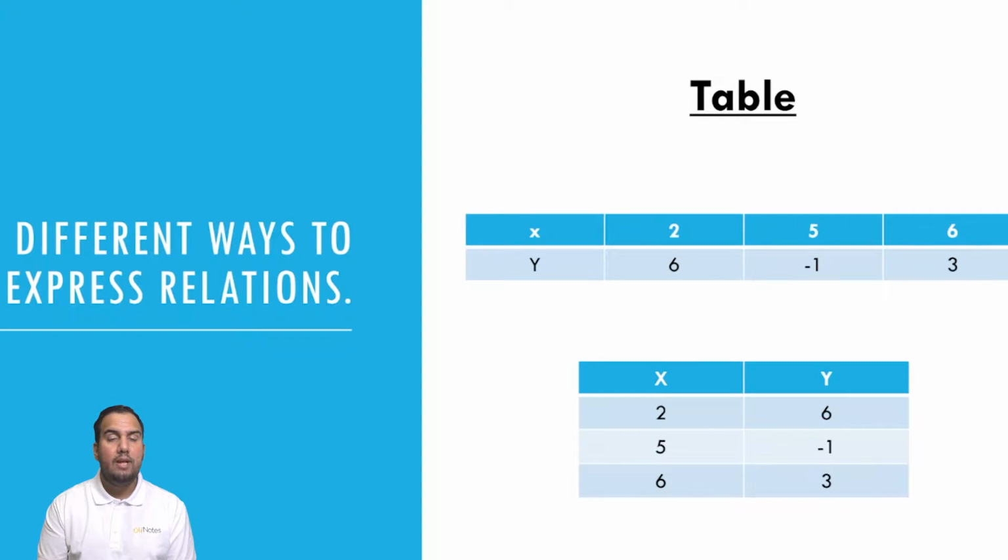Third method is something that you're used to. It's table. Now, table's kind of self-explanatory. They're next to each other. The x and the y, that relationship that you're looking for, that coordinate pair, is written next to each other. So, for example, this is 2, 6 and 2, 6. I know these go together because they're written next to each other.